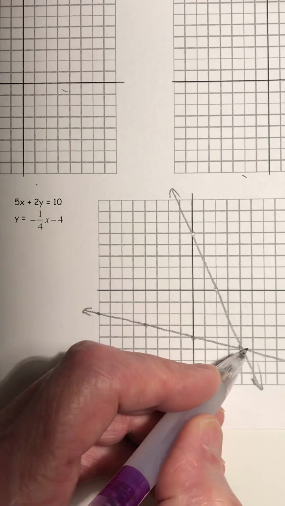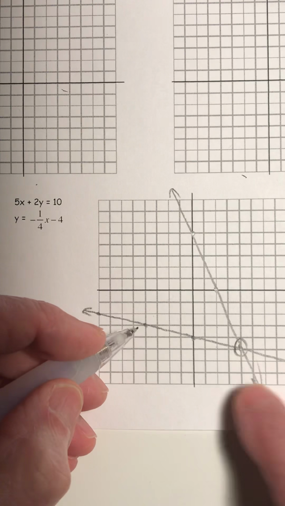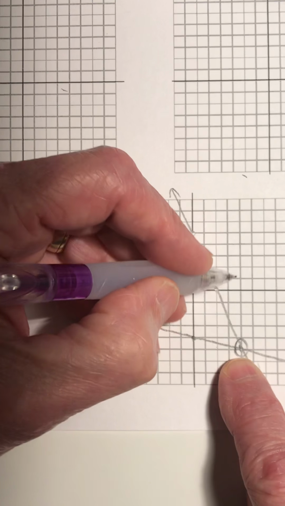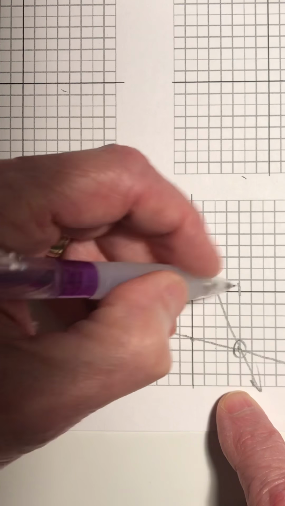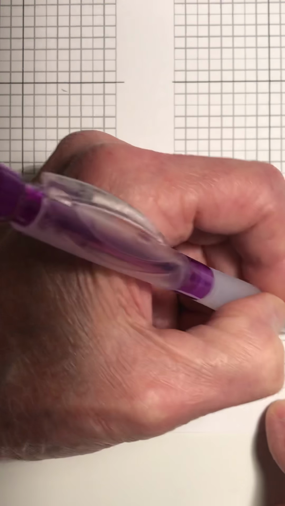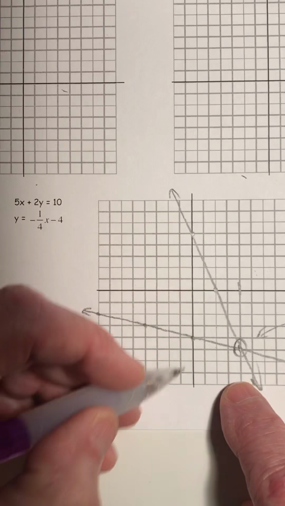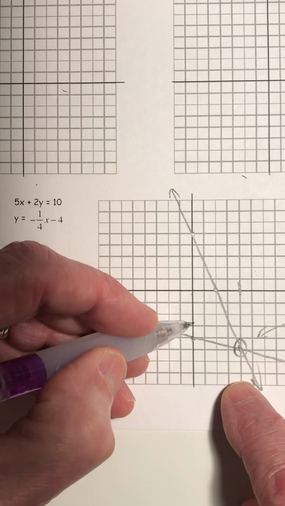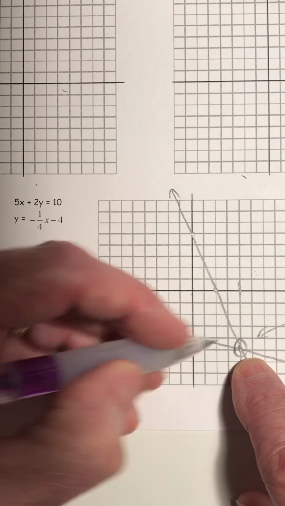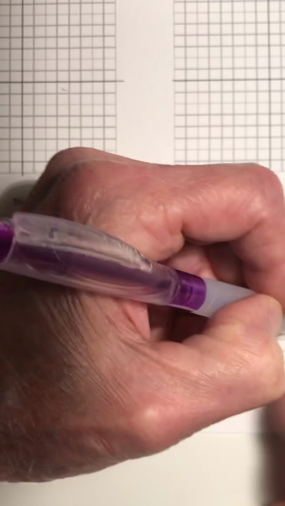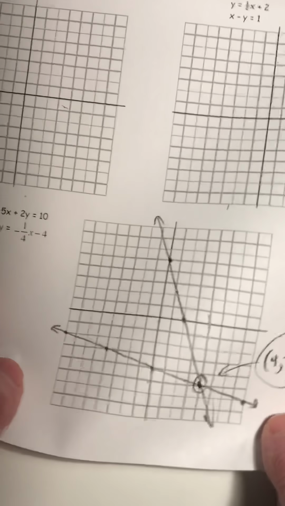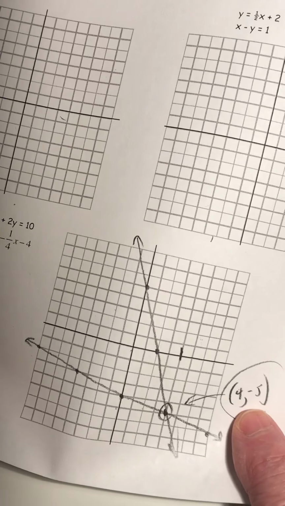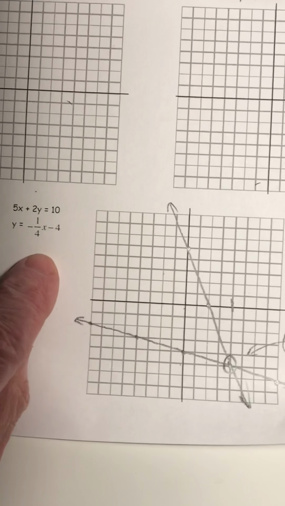And now we just have to check what are the x and y values of the point where they intersect. 0, 1, 2, 3, 4. So it's 4 for x. And 0, 1, 2, 3, 4, 5, negative 5 for y. This would be the solution. Oops, I'm sorry, I didn't realize that was off the screen. 4, negative 5 is the solution for this system.